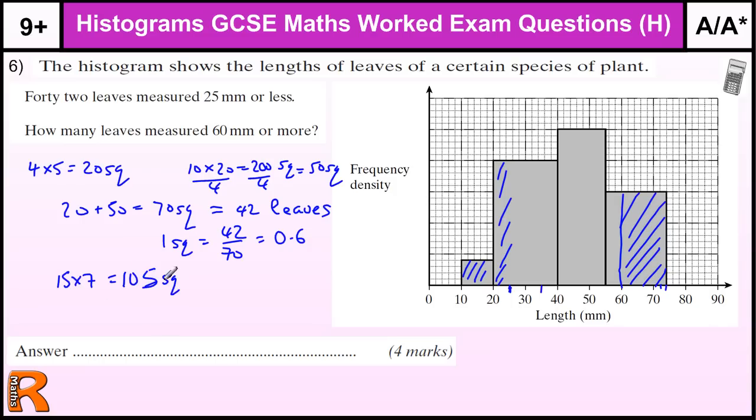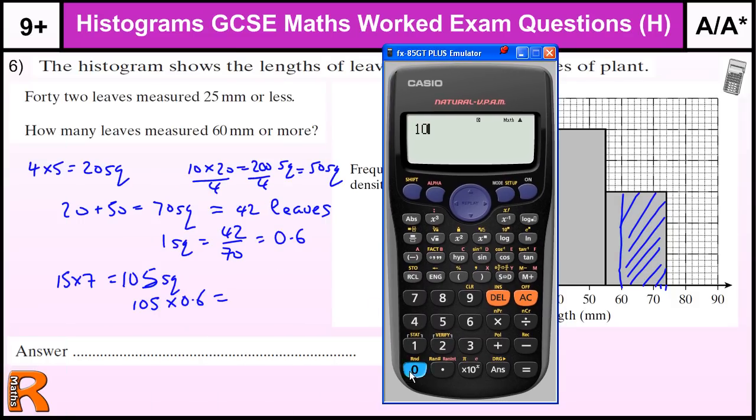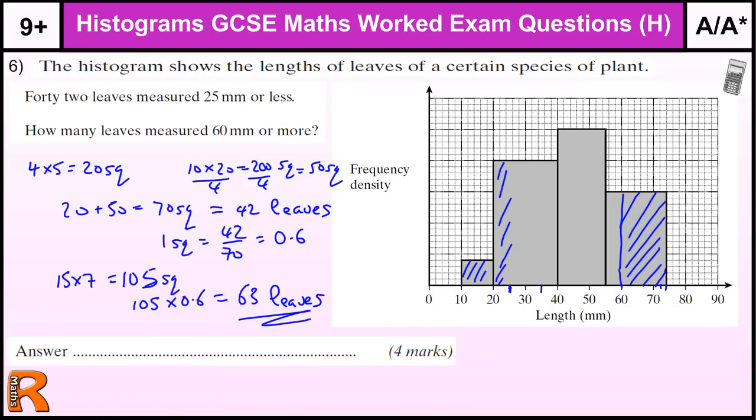Again, use your calculator to do these sort of calculations. So that's 105 squares, so 105 times 0.6 will tell us how many leaves there are. Bring in a calculator, 105 times 0.6 equals 63 leaves. Okay, so that's 4 marks at A-star level. Interpreting a histogram, working out the area under the graph.